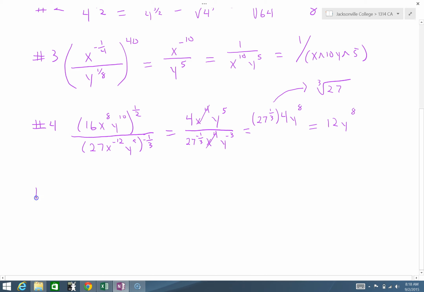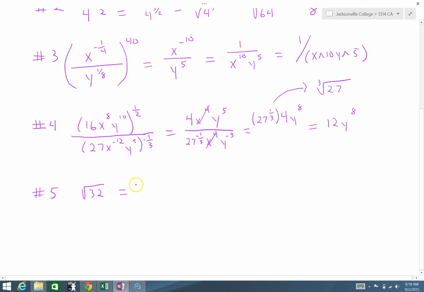Lastly, like number 5. Let's say we have the square root of 32. Well, this time we cannot evaluate the square root of 32 and get a rational number. We would get an irrational number. So we're going to write this in its simplest form.